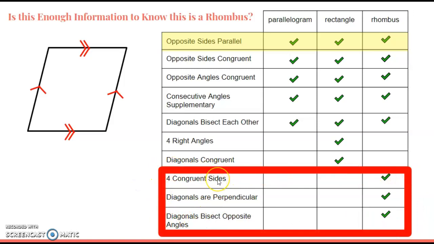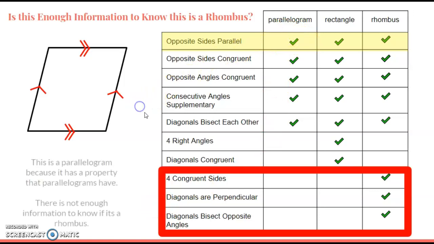But this shape does not have any of these other properties. It doesn't have 4 congruent sides. It doesn't have diagonals that are perpendicular, and it doesn't have diagonals that bisect opposite angles. Now, it could have those properties, but they are not marked, so I'm not for sure to know that this shape has those properties. So I'm not able to say it's a rhombus. Now, it does have a property of a parallelogram, though, so I am able to say that it's a parallelogram because it has a property of parallelograms. But there's not enough information here to know if it's a rhombus or not. So the answer is no. There's not enough information to know that this is a rhombus. It is a parallelogram, though.